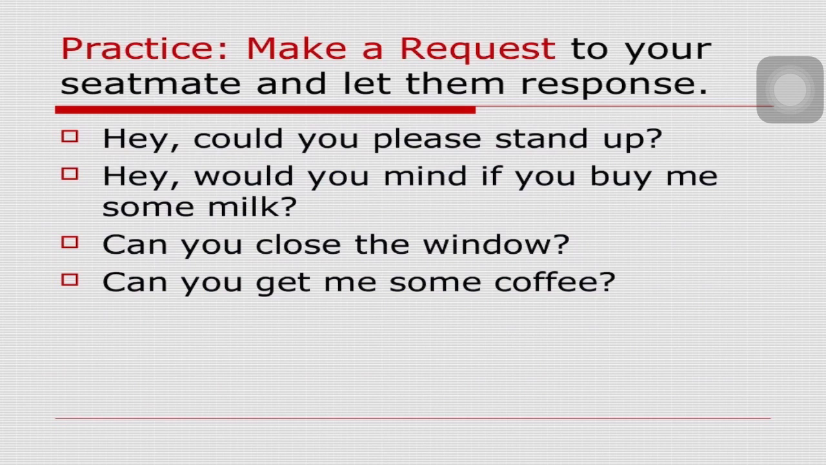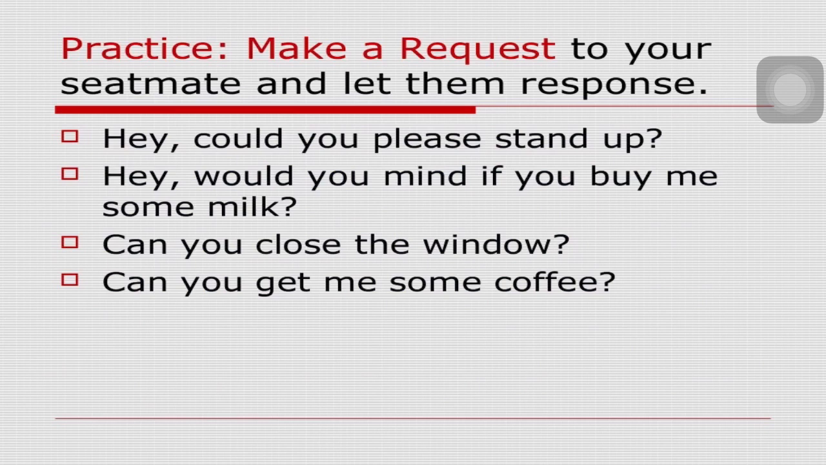Next, practice making a request to your seatmate and let them respond. Hey, could you please stand up? If you respond positively, you can answer yes, of course. If negative, you can answer sorry, I can't. Next, be careful. Hey, would you mind if you buy me some milk? The positive response, no, no problem. For the negative response, yes, I'm a little bit busy right now.